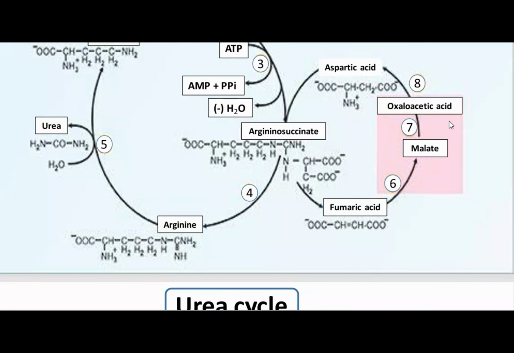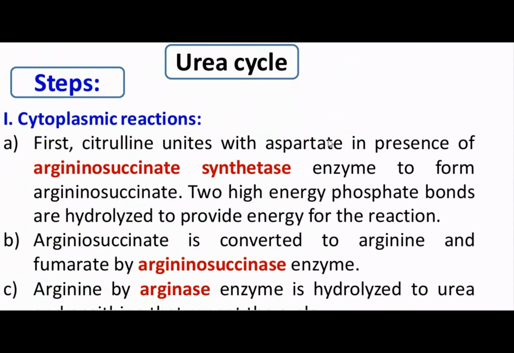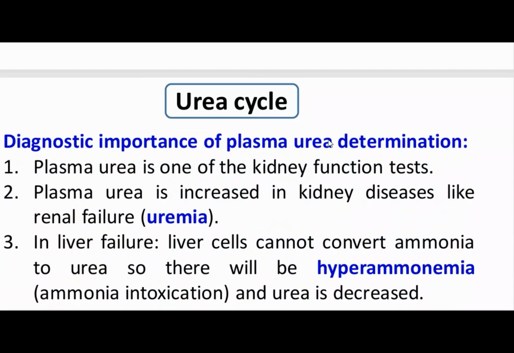We already discussed in the TCA cycle that oxaloacetic acid converts to form aspartic acid, which again comes to argininosuccinate. So in this way this bicycle is happening. Now, what is the diagnostic importance of the urea concentration in the blood?